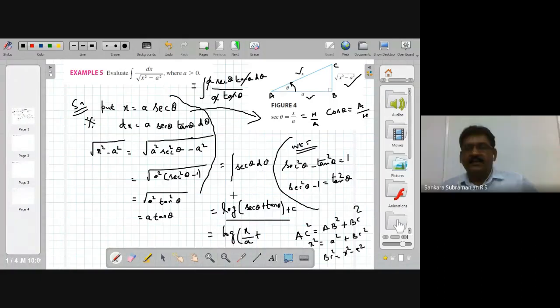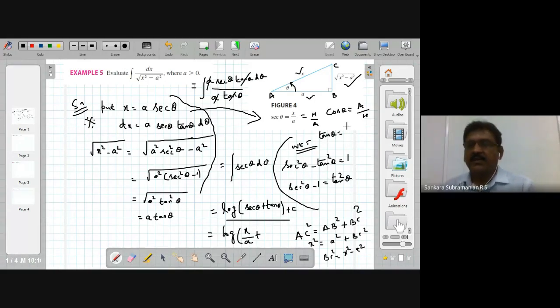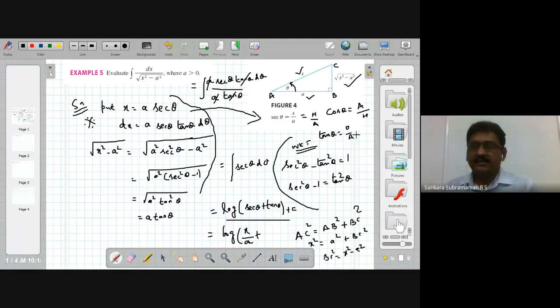I want tan theta, but what is tan theta? Sin theta by cos theta, sir. We can say it in another way: opposite side by adjacent side. Sin theta is opposite side by hypotenuse, cos theta is adjacent side by hypotenuse, therefore it is opposite side by adjacent side.